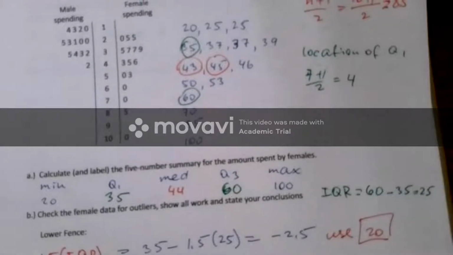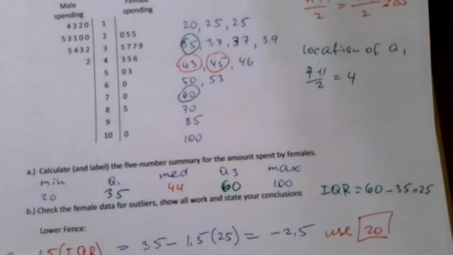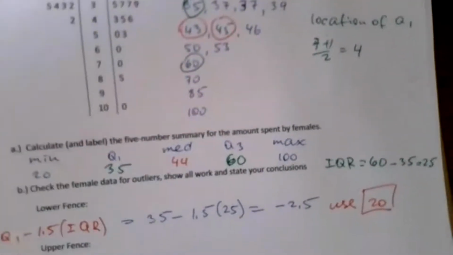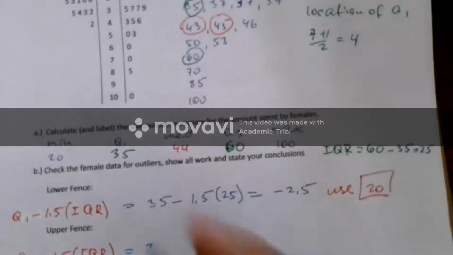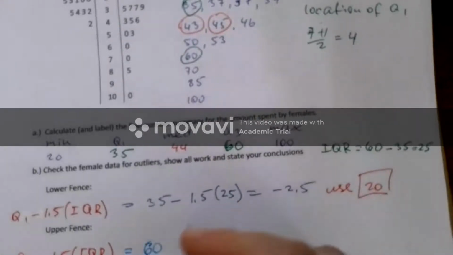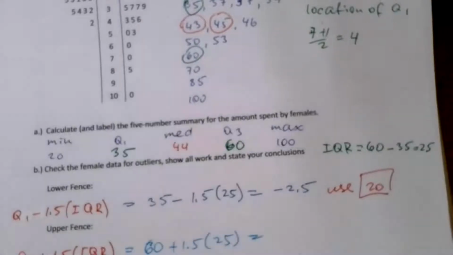Okay, now let's calculate the fence for the upper fence. So the upper fence is the Q3, which is 60. It's going to be 60 plus 1.5 IQRs. 60 plus 1.5 times 25.